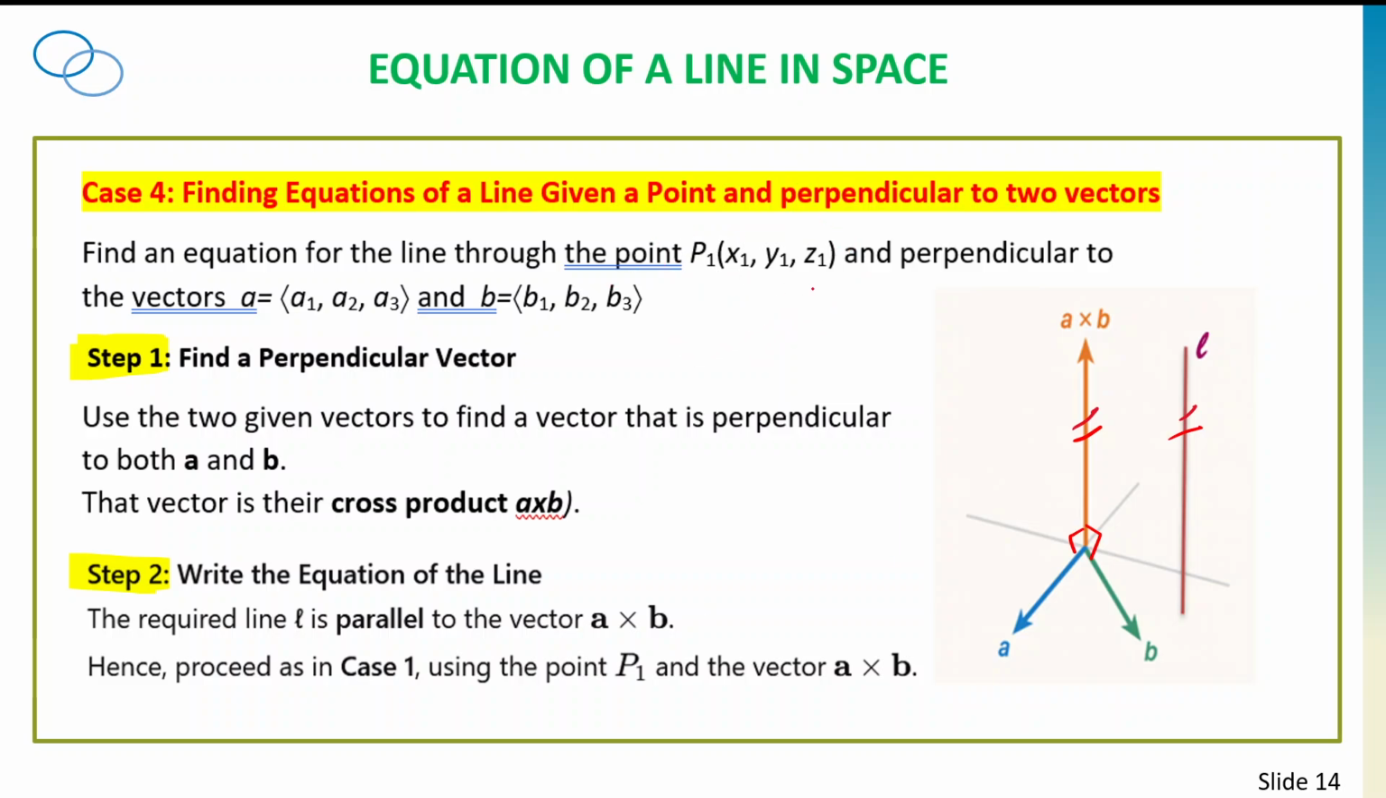This is the one point. And we need a parallel vector. So now we know that this L is parallel to their cross product. So now I can use their cross product as the parallel position vector, and then we can proceed using case 1. Okay, so anytime you see the word perpendicular, remember you need to use the cross product. So this is the last case about the equation of a line.